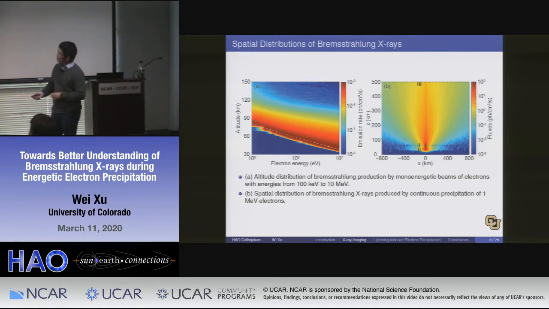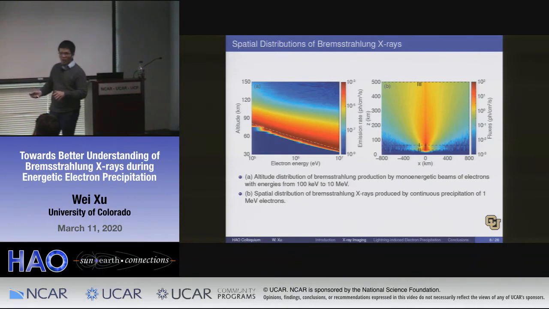We have simulated the Bremsstrahlung production by monoenergetic beams of precipitating electrons. This figure shows the altitude distribution of Bremsstrahlung production for different precipitating energies. The red line here shows the peak altitude of Bremsstrahlung production. It's expected that the peak altitude decreases with increasing energy because electrons become more penetrating.